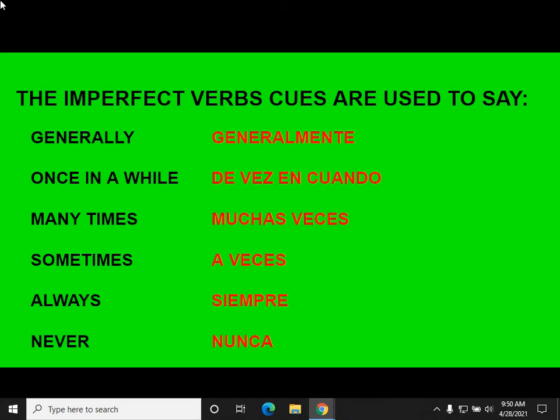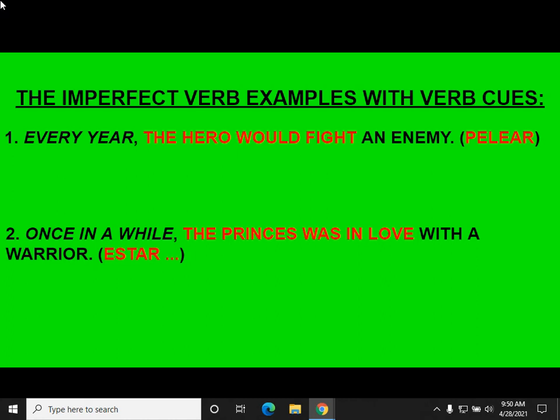The last thing I want to do on this video is to complete some examples that are on the back here. These are going to be using regular verbs in the imperfect. So we're going to kind of practice telling a legend here. It says, every year, the hero would fight an enemy. So looking back at those verb cues, what is the word phrase for every year?